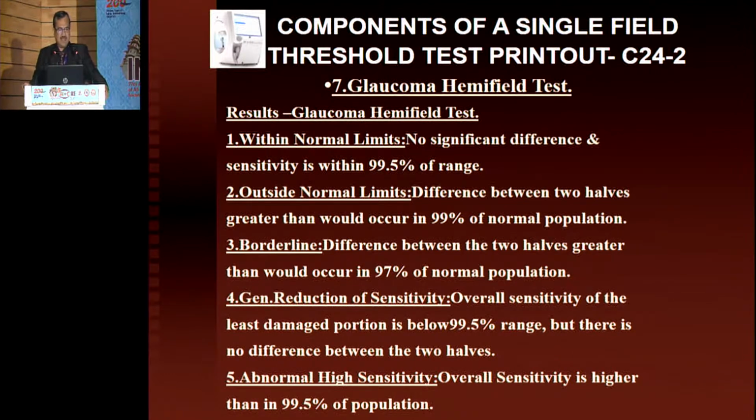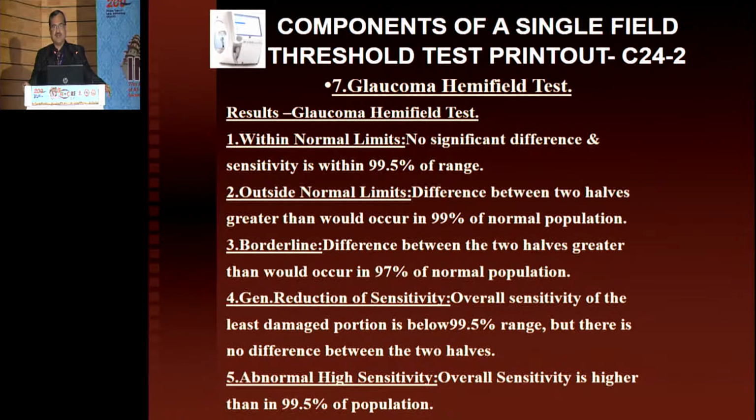So what does it mean? If overall there is no significant difference, and the sensitivity is within 99.5% of the range, it is within normal limits. If the sensitivity falls in the 0.5% of the range, it indicates a general reduction of sensitivity. And if the overall sensitivity is higher than 99.5% of the range, that is, the highest damage that you detect in the visual field is still falling in the 99.5% of the range, that means it is hypersensitive.